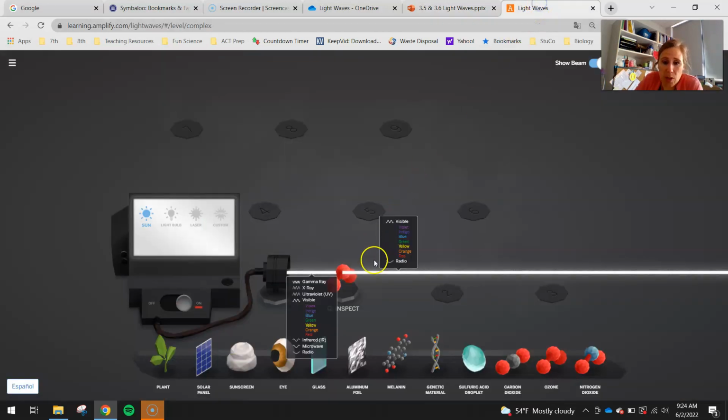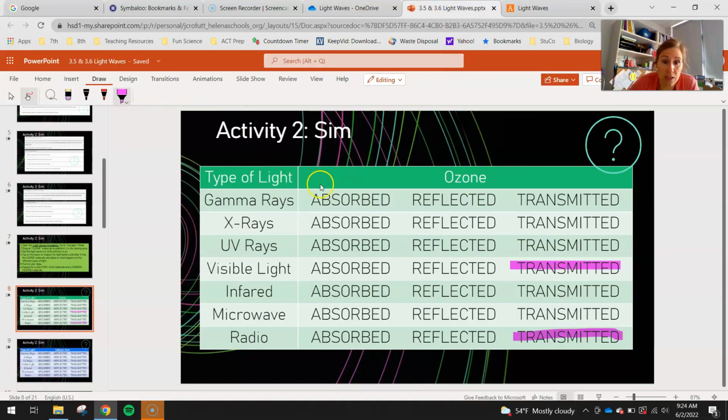Okay? If I look back at my sim, there's nothing bouncing off here, so that means I'm not going to have any reflection whatsoever with ozone. That means the rest of these, gamma rays, X-rays, ultraviolet, infrared, and microwave, are all absorbed. So the rest of these are all going to be absorbed. Gamma's absorbed, X-rays are absorbed, UV rays are absorbed, infrared's absorbed, and microwaves are absorbed. So the only 2 I have here that are transmitted are visible and radio. Okay, the rest are all absorbed. So visible light can go through ozone and hit the Earth's surface, and radio waves can go through ozone and hit the Earth's surface.